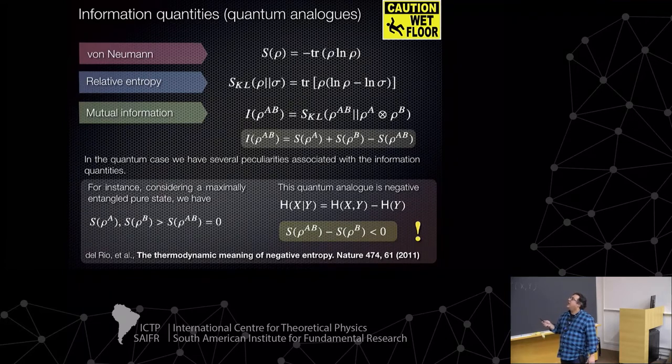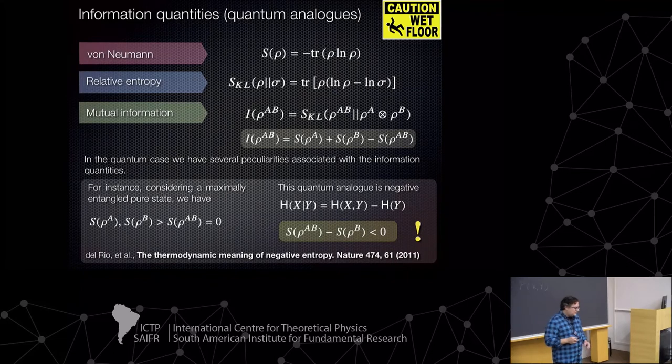So here I have the state, and here I have a separated version of this state, an uncorrelated version of this state. These are the reduced density matrix of the system A and the reduced density matrix of the system B. This is equal to this expression here. So the same expression that we had for the mutual information before, but now with the von Neumann entropy.